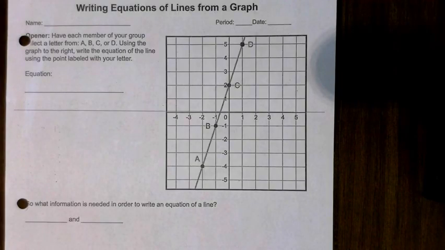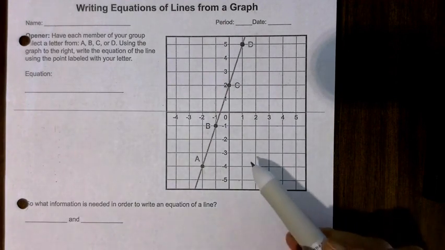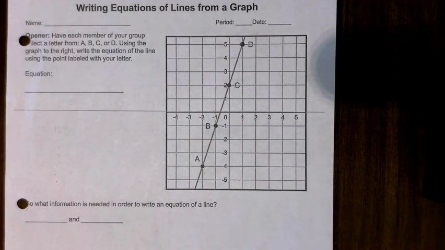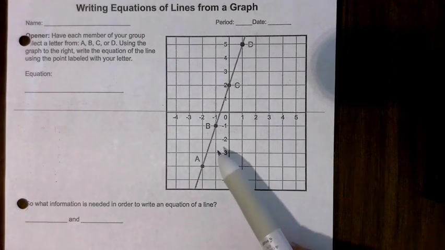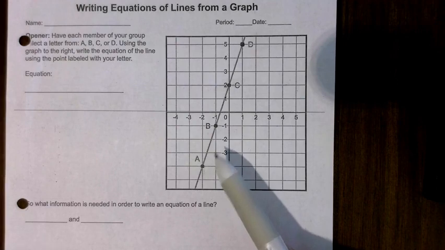Writing equations of lines from a graph. So we're going to switch up. In the past, we have been given an equation, and then we use that equation to sketch a graph that represents the equation. Now we're going to look at a graph like we have right here, and we are going to write a possible equation. There are actually many equations that we can write that would represent this given line.